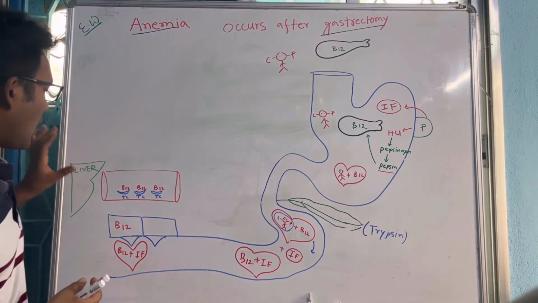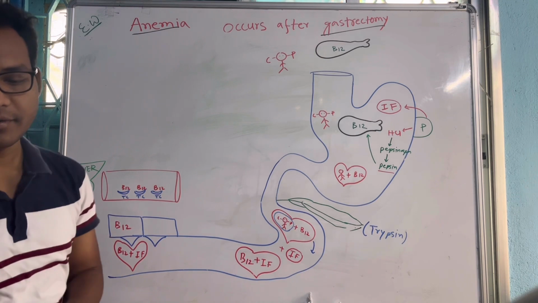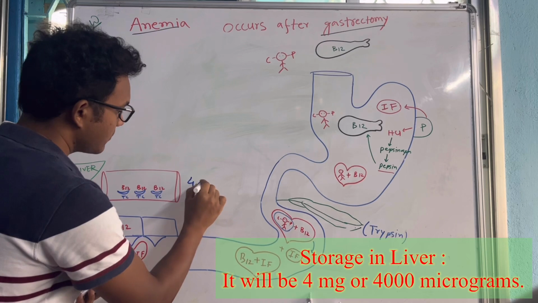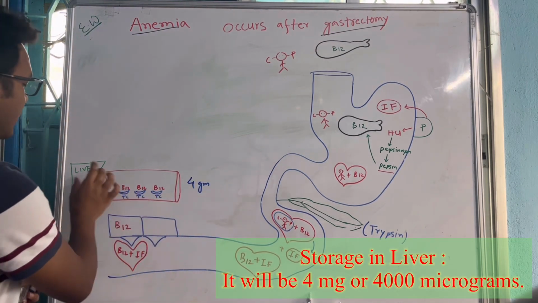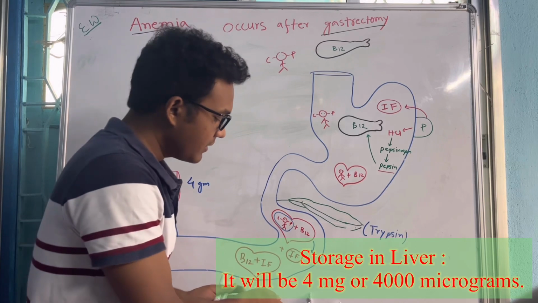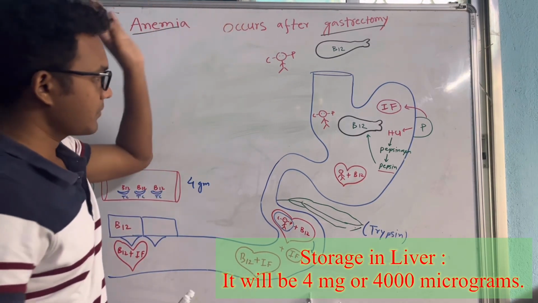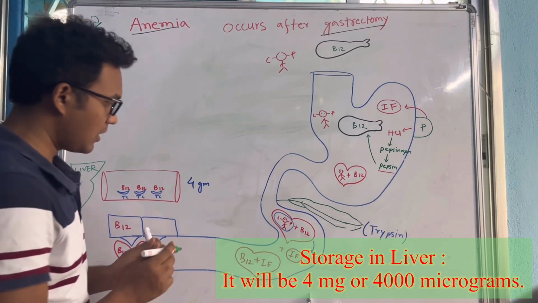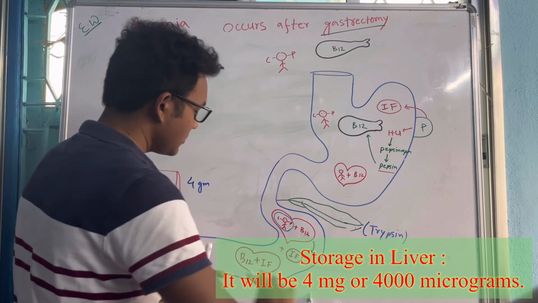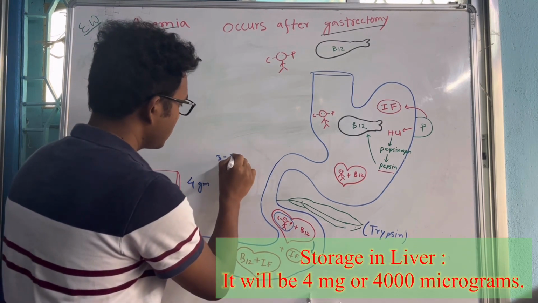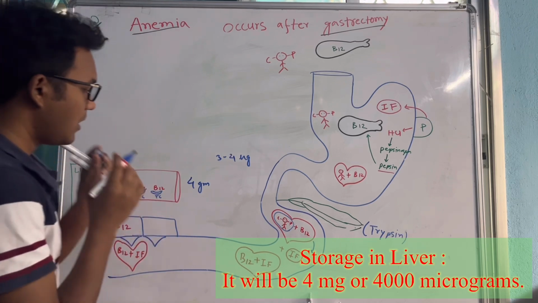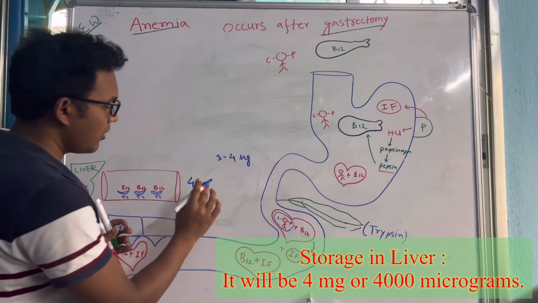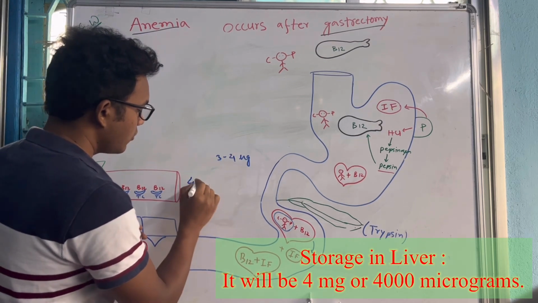Now we will see how much B12 is stored in the liver, and the amount is 4 gram of vitamin B12. In the earlier class I discussed that the daily requirement of vitamin B12 is 3 to 4 microgram. And here how much vitamin B12 is stored? 4 gram, or 4000 microgram.